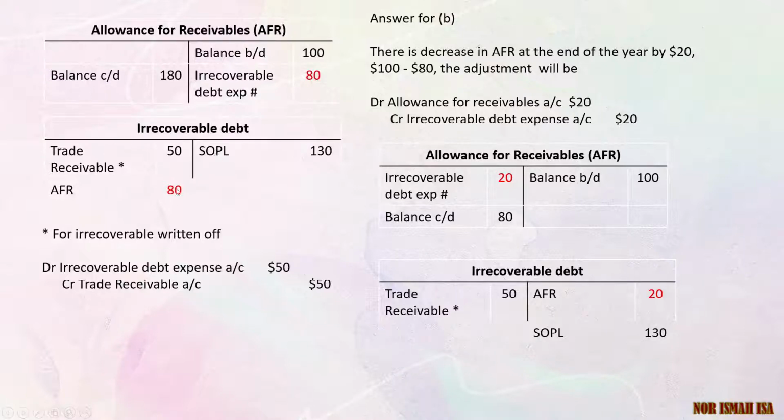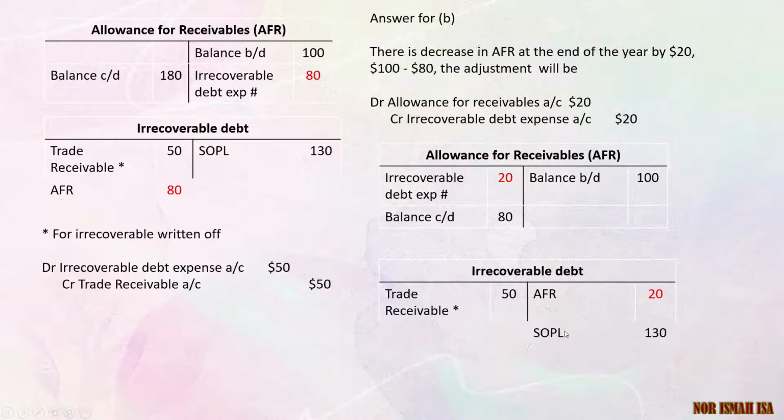And then we will debit for the allowance for receivable. The 50 here is the debt that was previously written off. So we just debit irrecoverable debt, credit trade receivable. As for B, we can see here that the balance carried down is 80, which is less than the opening balance of 100. So we can see that this part is short by 20. You just put this 20 to balance the T account here. So this is the difference amount: you debit allowance for receivable, and for irrecoverable debt you credit $20.